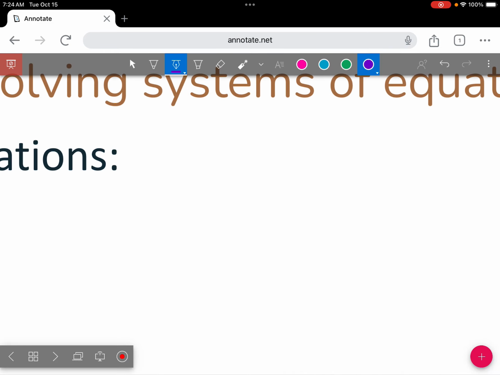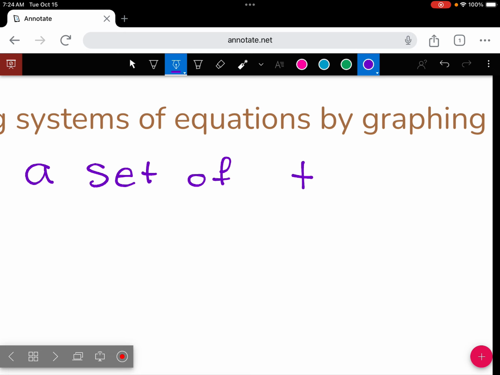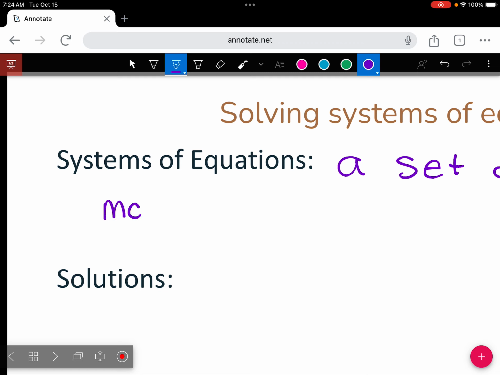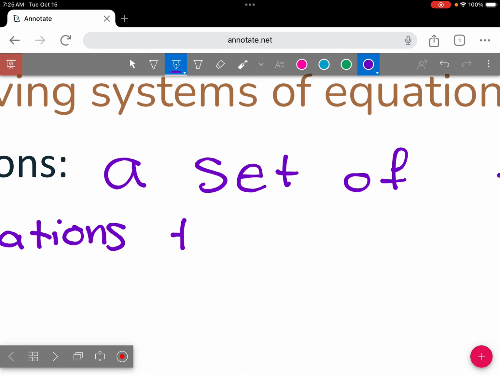So when I say a system of equations, what that means is we're going to be given a set of 2 or more equations that have the same variables.